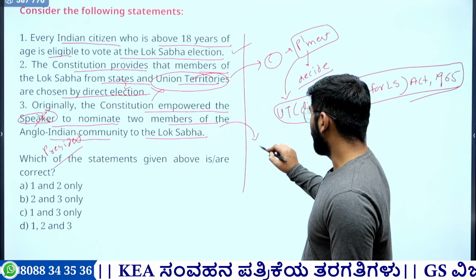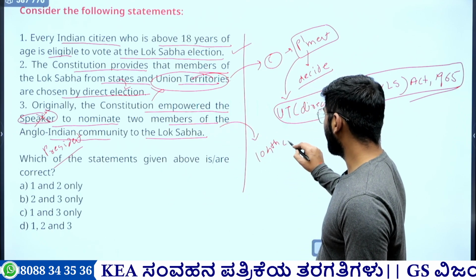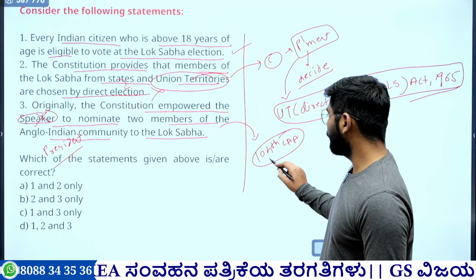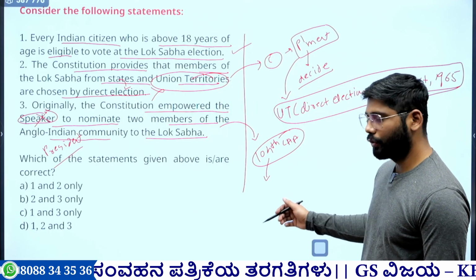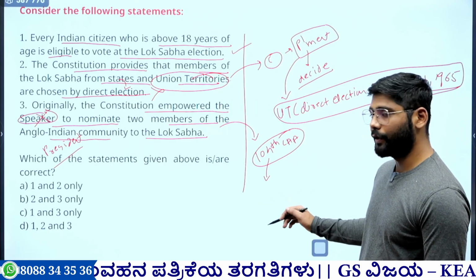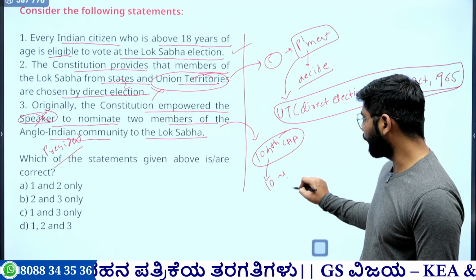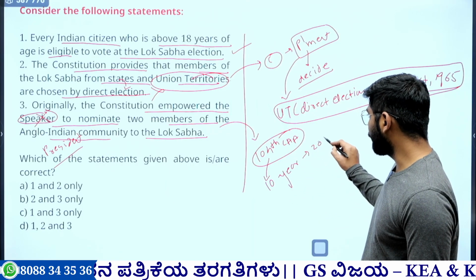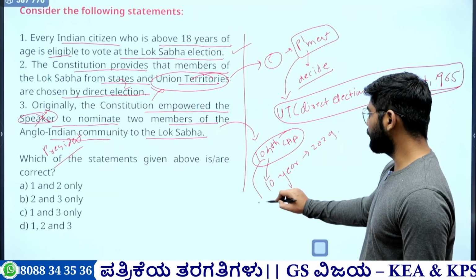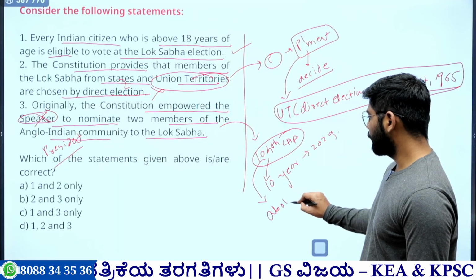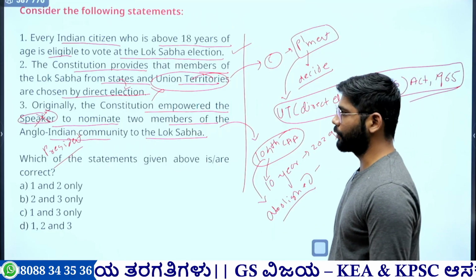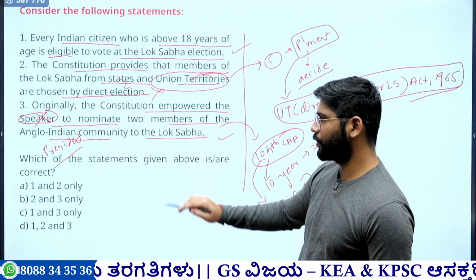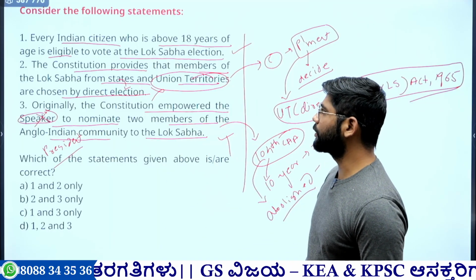It was the original aim. But after the 104th constitutional amendment, which extended the reservation for Scheduled Castes and Scheduled Tribes for 10 more years till 2029, the nomination of the Anglo-Indian community in the Lok Sabha was abolished at the same time. So the third statement is wrong, because originally it was present.